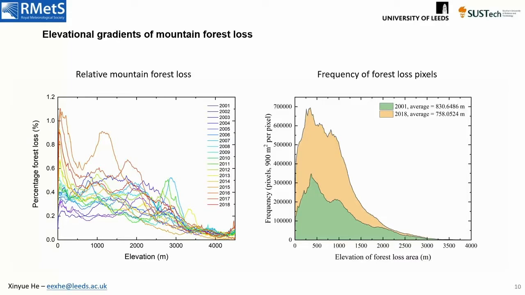Next, we try to find the elevational gradients of mountain forest loss. Relative mountain forest loss was calculated as the proportion of annual forest loss to the forest area in the base year. It shows the elevation of the largest percentage forest loss went upwards in earliest years, but moved downwards recently. From the right figure, we can see the number of forest loss pixels in 2018 surpasses the numbers in 2001 in all elevation bands, but the average elevation of loss has slightly declined.